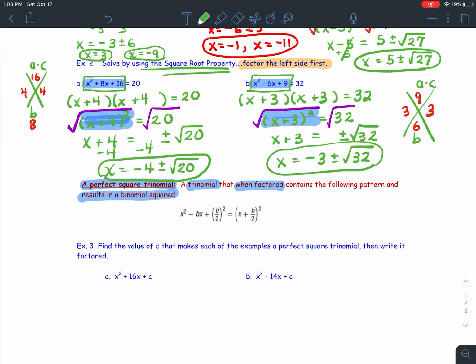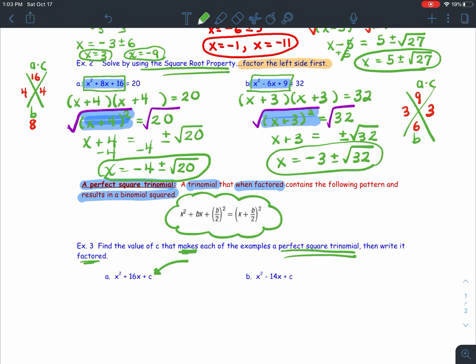Okay, so here's what we're after. We want to find in example 3, what should be the number here for C that would make this a perfect square trinomial. And once we fill that number in, we're then going to show how this would look factored.